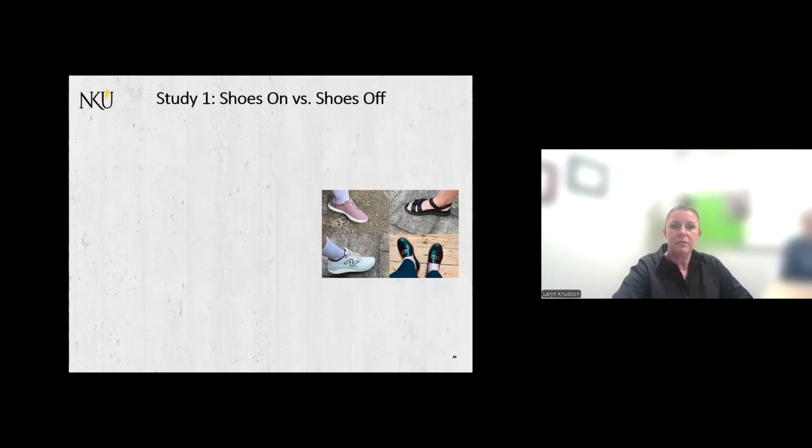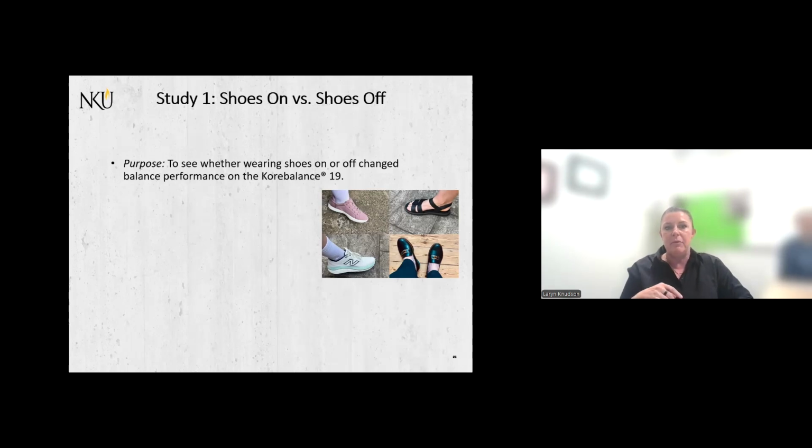So the first one, shoes on versus shoes off, we did this past spring, and the purpose was to see if wearing shoes changed their balance performance in those initial baseline balance testing examples that we showed from earlier, where they had the blue round circle. Someone is standing in a bipedal stance for 30 seconds with their eyes open and then 30 seconds with their eyes closed, and then 30 seconds where it's dynamic and they're moving their feet around on the platform to follow the ball around in the circle.